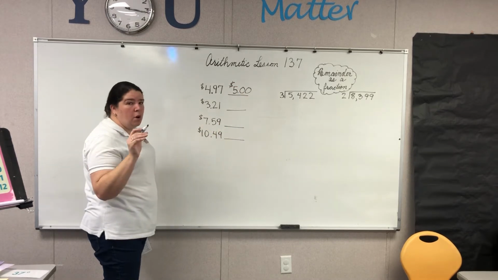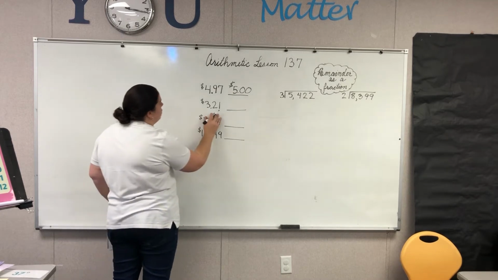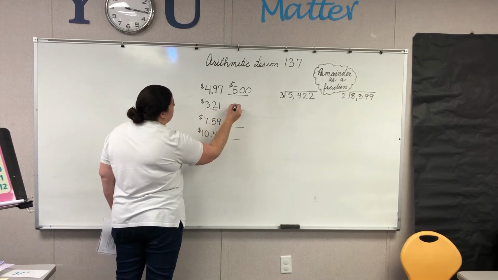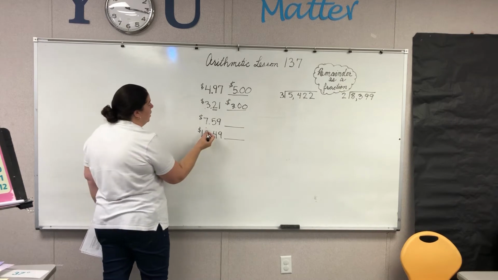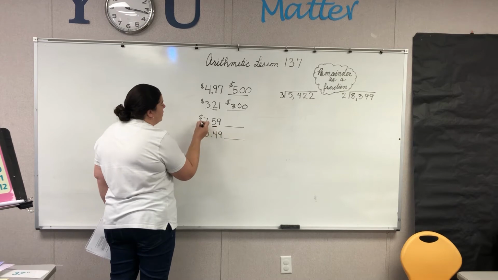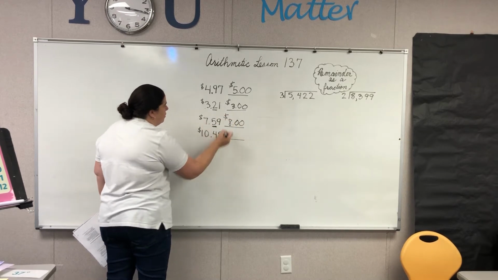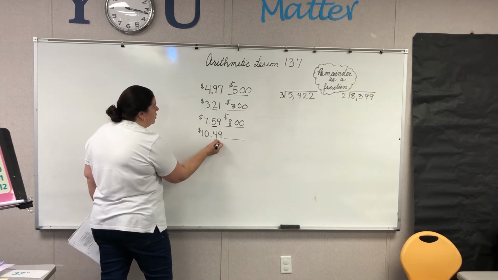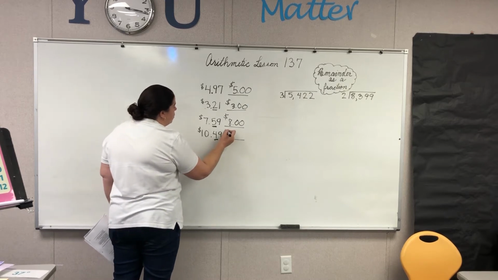Remember our saying, 4 and below round down, 5 and above round up. $3.21, we're looking here, tells my 3 to stay the same, so your answer should be $3. Here we have $7.59, we're looking at our 5. The 5 tells the 7 to go up to $8, everything else is a 0. 4 tells the 10 to stay the same, because 4 and below we keep the number the same, so this should be $10.